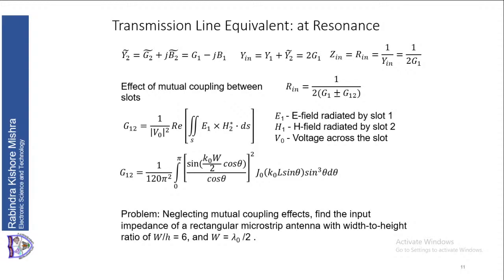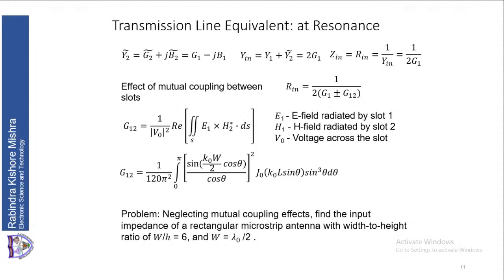This is a take-home problem. Neglecting the mutual coupling effect, find the input impedance of a rectangular microstrip antenna with width to height ratio, or W by H, equal to 6, and W equal to lambda 0 by 2. This is a problem for you, on which you can calculate. So this is all about the microstrip antenna that you require to know.